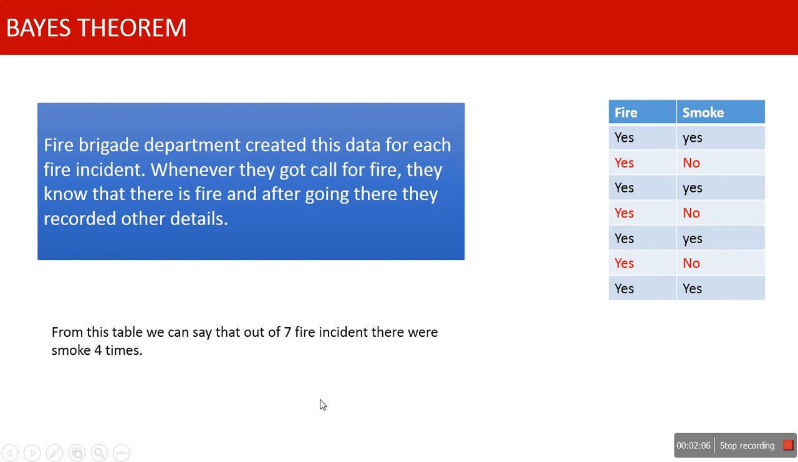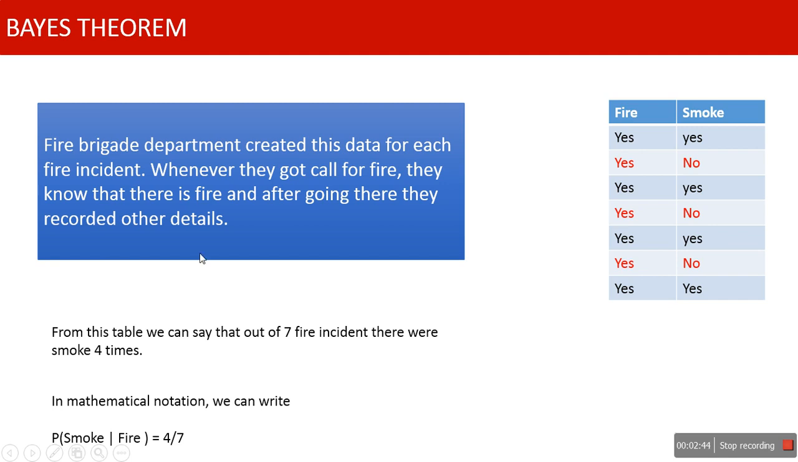Now we are going to write this statement in mathematical notation. We are considering only fire incidents. There can be other incidents as well when there was no fire. So first of all, we consider only fire incidents, and out of these incidents we consider how many times there was smoke. So it will be written as a conditional probability: given that the incident was fire, how many times was there smoke. This probability is written as 4 by 7.